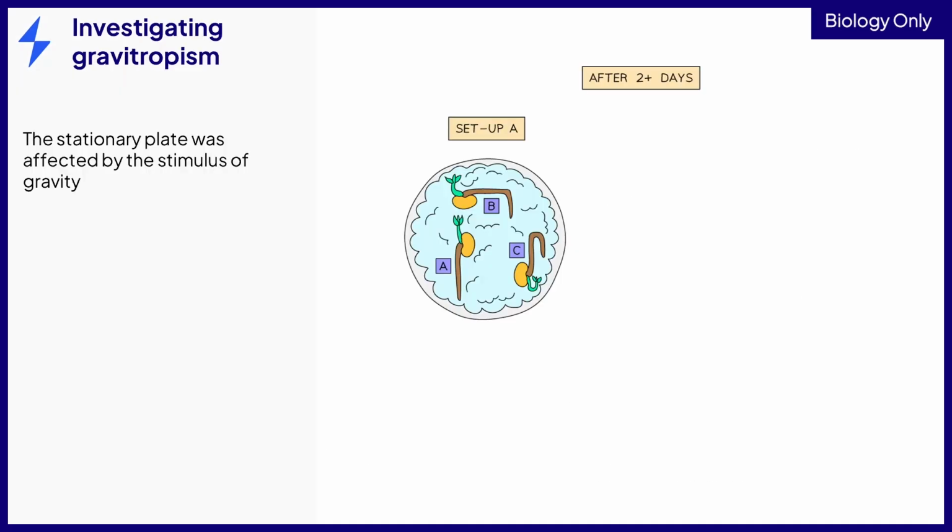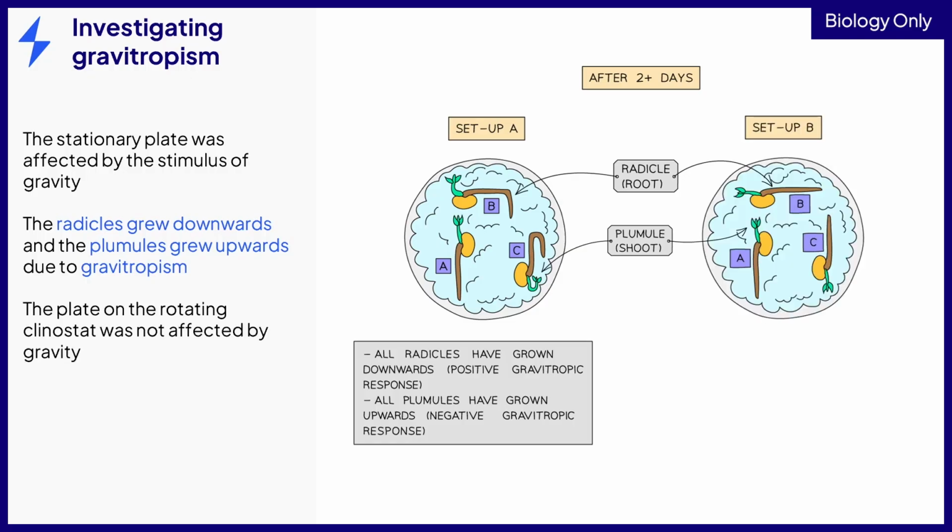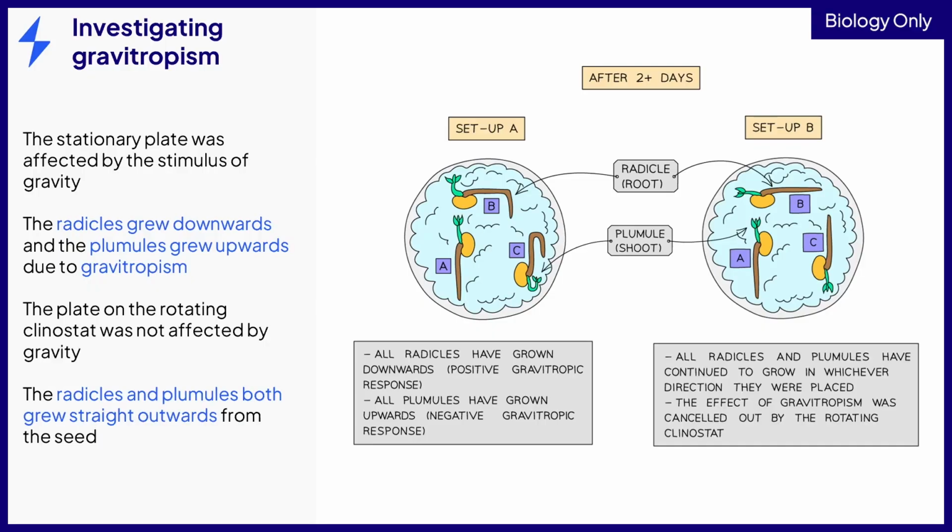After two days, the plates are observed. In the first plate that was kept stationary on its side, the radicle roots have grown down towards the stimulus of gravity due to positive gravitropism, and the plumule shoots have grown upwards away from the stimulus of gravity due to negative gravitropism. On the second dish that was rotated on the clinostat, the radicles and plumules both grew straight outwards from the seed.